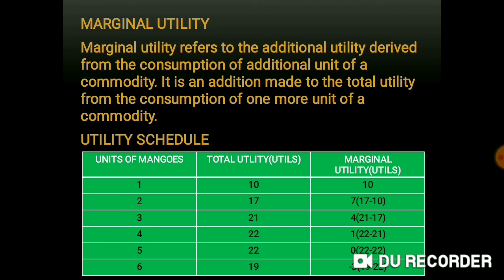That is, 21 is the total utility that he gets from 3 mangoes, minus 17. 17 is the total utility that he gets from 2 mangoes. So 4 utils have been added by consuming the third mango. So that is what is known as marginal utility.